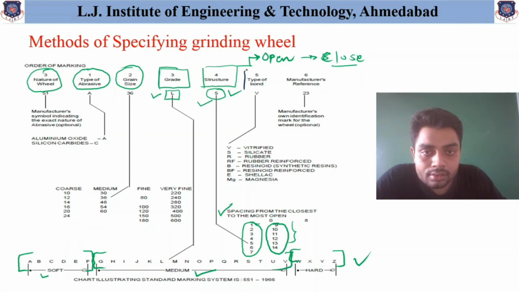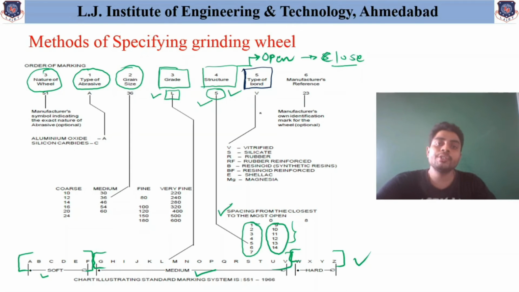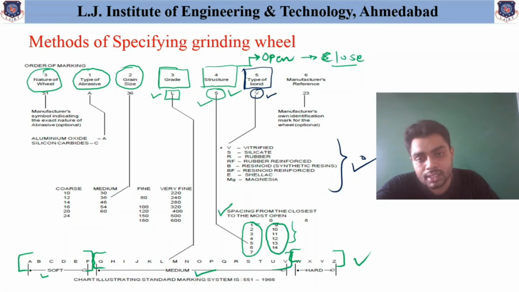this parameter will give the idea about the type of bond, the type of bond used to hold the abrasive particles in the wheel. So over here the letter given is V. What is the interpretation of V?